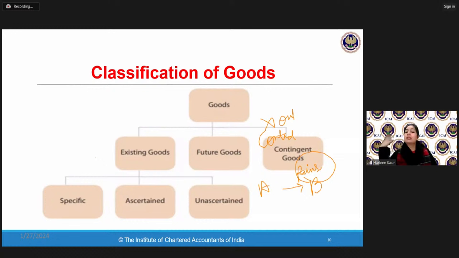So let's start with existing goods. Existing goods are further divided into three different categories. Let's do the type of goods. After that, we'll take a short break.